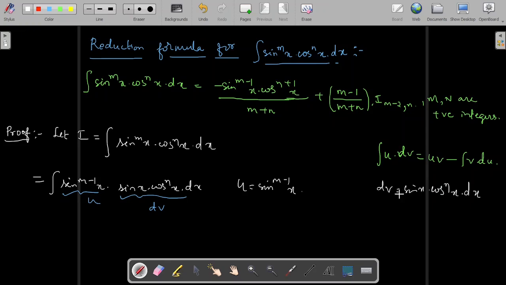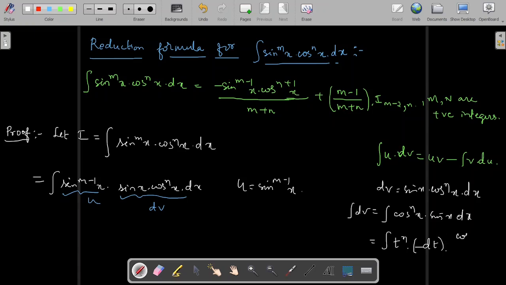To get v, dv is this, so I have to integrate on both sides. The integral of dv is equal to the integral of cos^n x sin x dx. Here the integral is evaluated by the substitution method. So I can have the integral of t^n, if you put cos x equal to t, then the derivative of cos x is minus sin x. So here you have sin x dx, so it becomes minus dt.